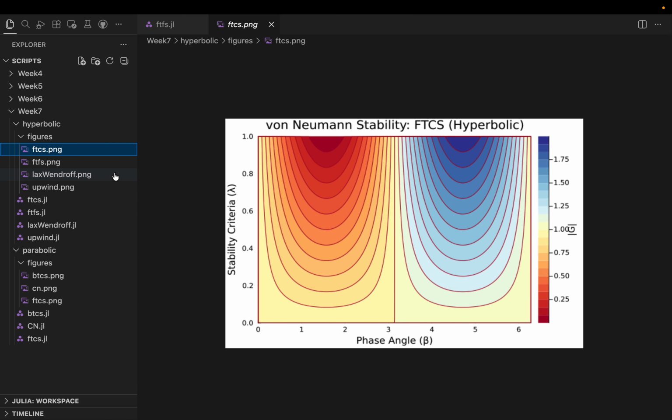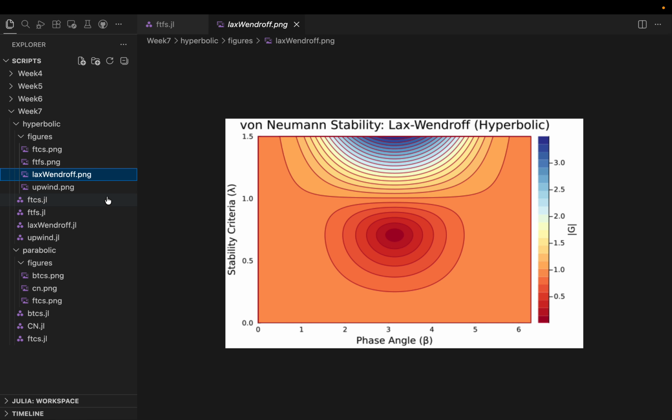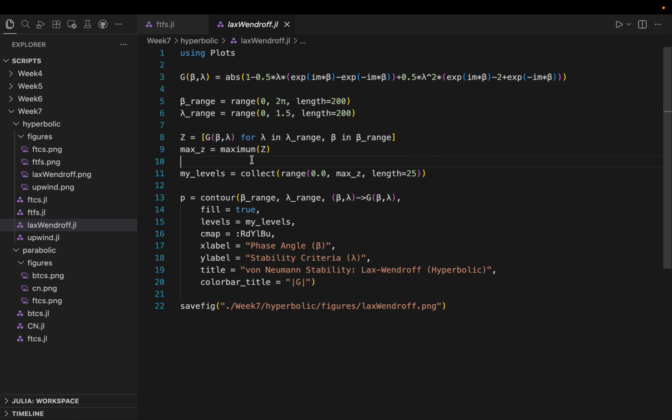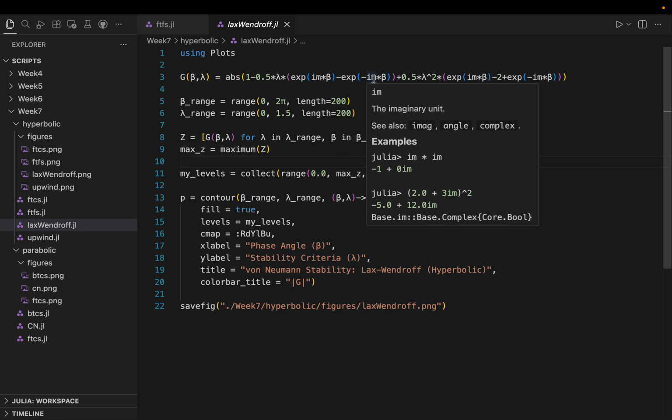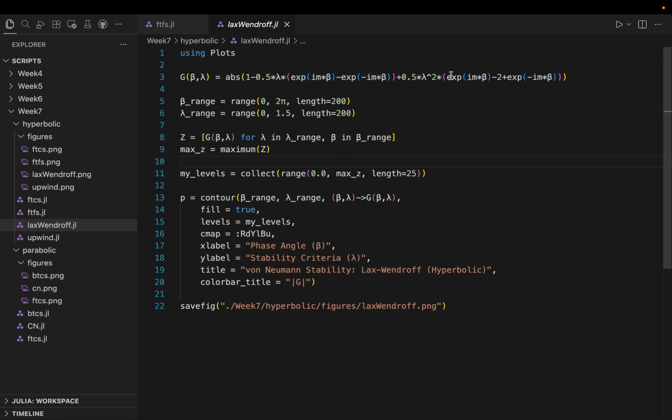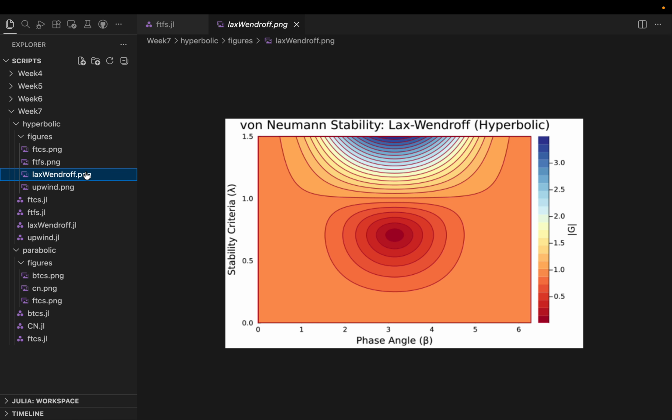If we write it down, so we have the amplification factor as modulus of 1 minus lambda by 2 e power i beta minus e power minus i beta plus lambda square by 2 times e power i beta minus 2 plus e power minus i beta. And we'll take the same values of beta between 0 to 2 pi and lambda between 0 to 1.5. I can make this one also. You can see what happens.